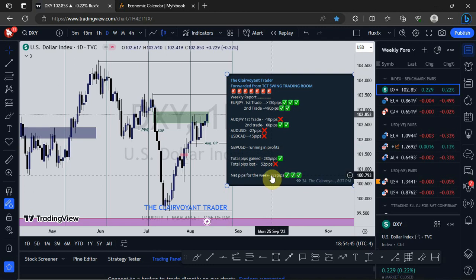We made 228 pips. That is too much, that is enough. This is even enough for the whole of August. If we decide not to trade for the rest of the weeks in August, we've really secured the month of August.